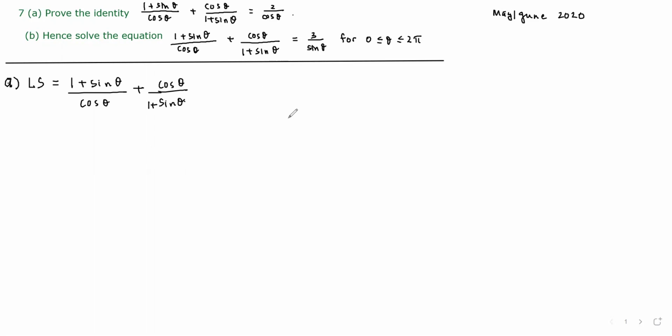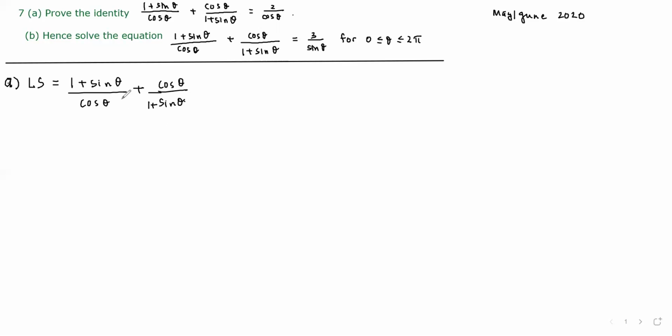We discussed question 7 and question 8 for A-Level Mathematics 1, Paper 1, for the year of 2020. Question 7, Part A. You are given an identity, and since the left side is more complicated, we shall start from the left side and try to arrive at the right side, which is 2 over cosine theta.